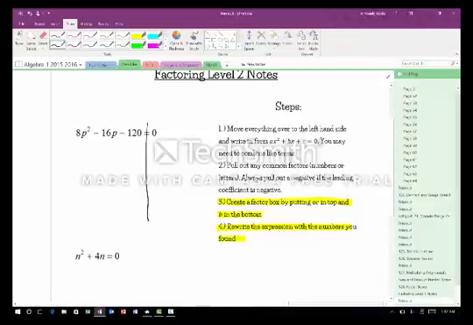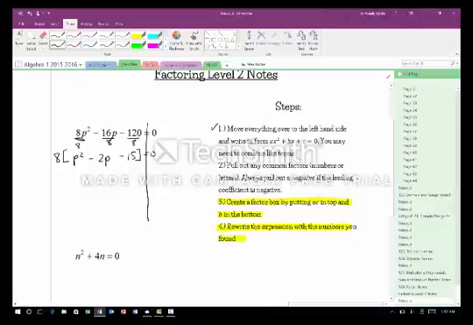So always the first thing that you need to do is make sure that everything is moved over to the left-hand side. In this case, it is, so we have that step complete. Now you're going to pull out any common factors. Always make sure to see if the first number goes in. For example, in this case, 8 does obviously go into 8, and then it also goes into 16 and into 120. So I'm going to pull out the 8 on each of these terms, and I'm going to get p squared minus 2p and then minus 15, and that's going to equal 0.